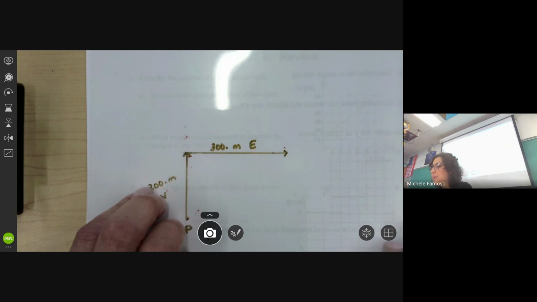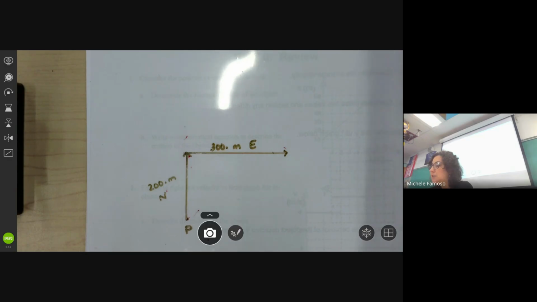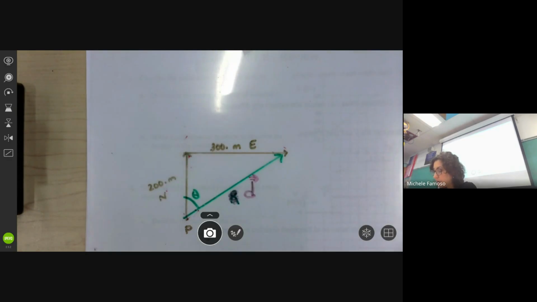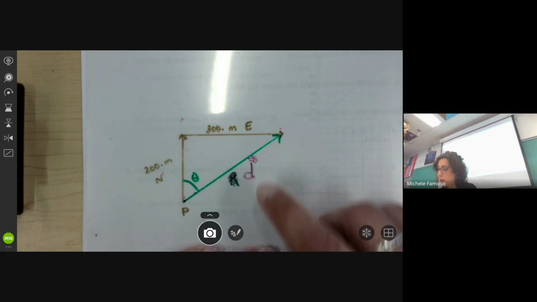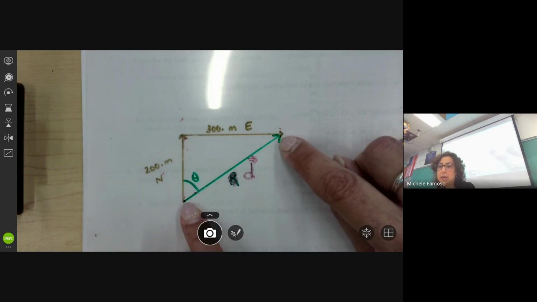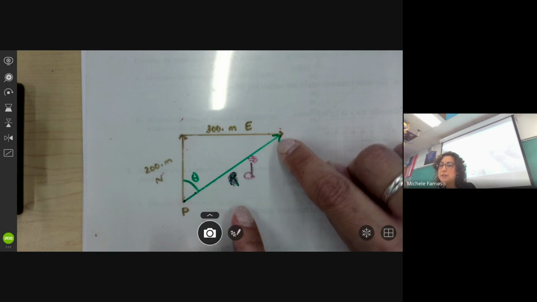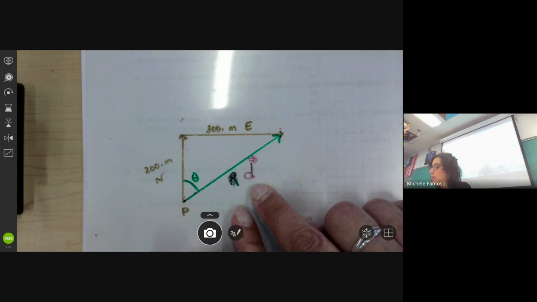Now the next step, step A2, said construct and label the vector that represents the resulting displacement from point P. So the displacement is this arrow in green that we're going to connect here to here. We should have an arrowhead that points up, and we should be labeling it D with the arrow over it, just like we did with the in-class questions.